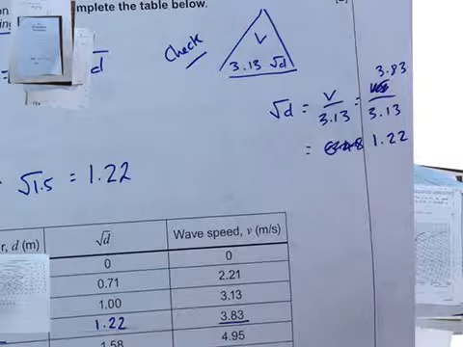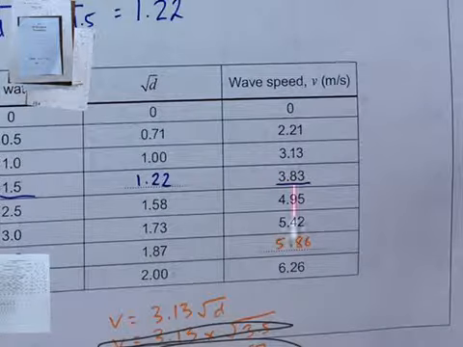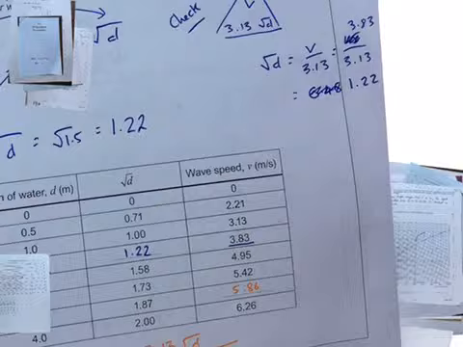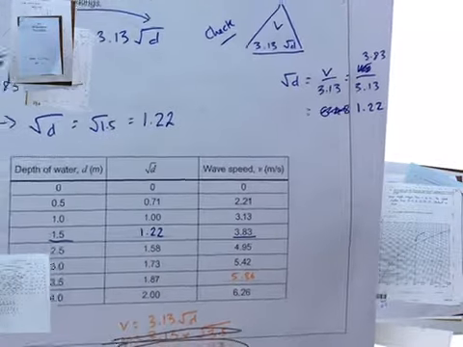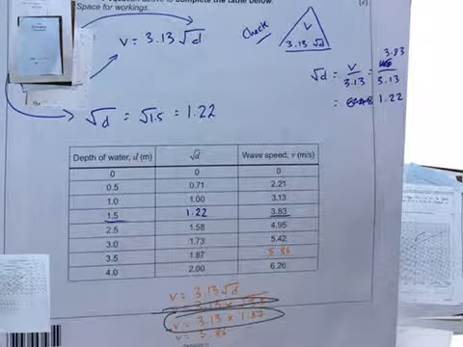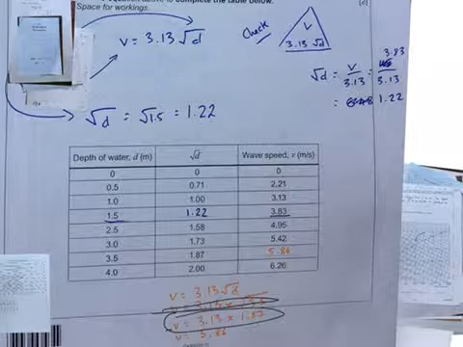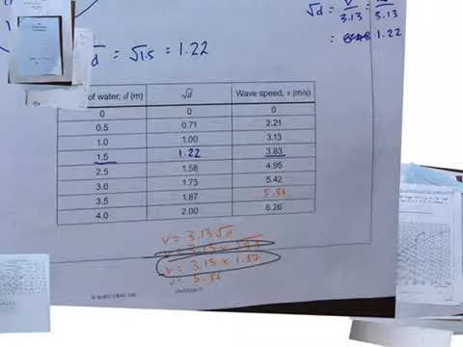My V is 3.83 that I got from there, right? And then that comes out to be 1.22. And that's that. Lovely, happy.